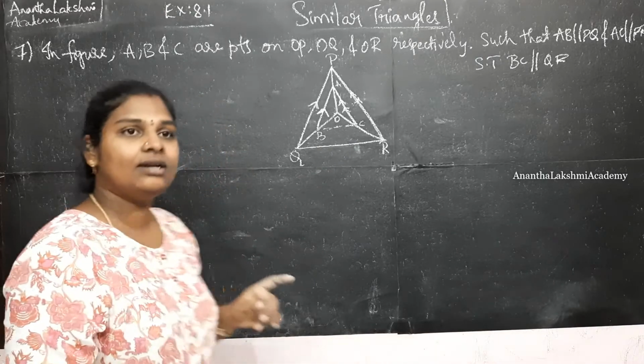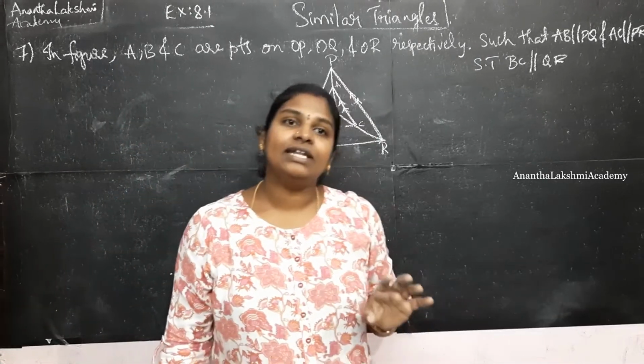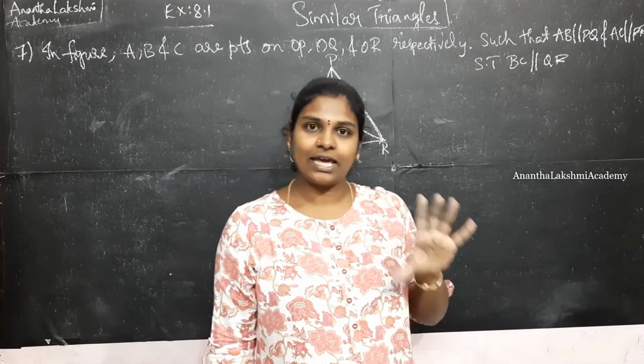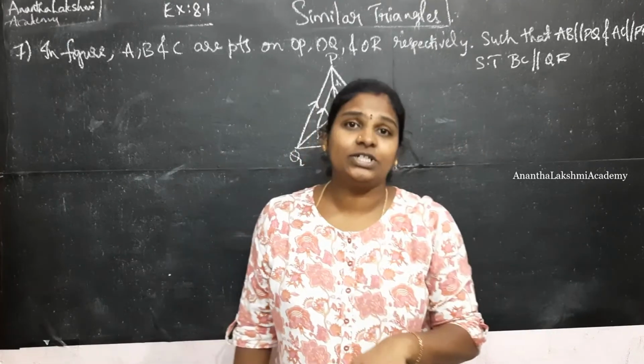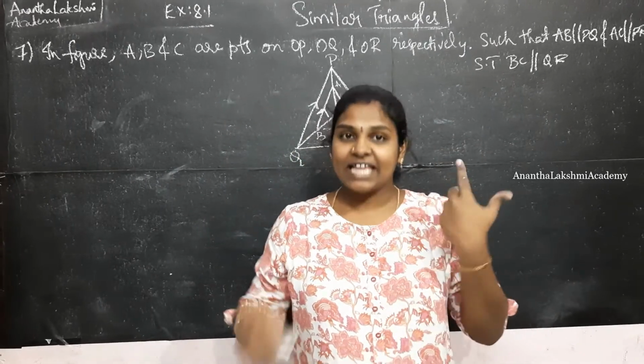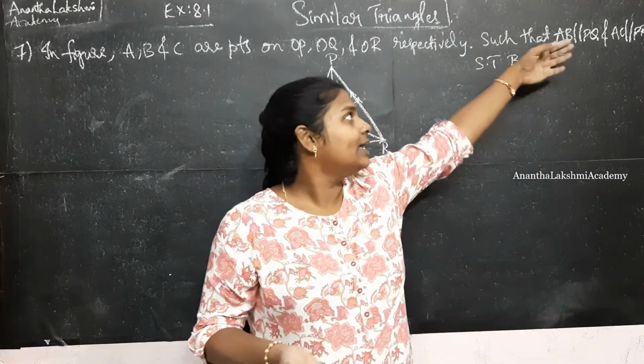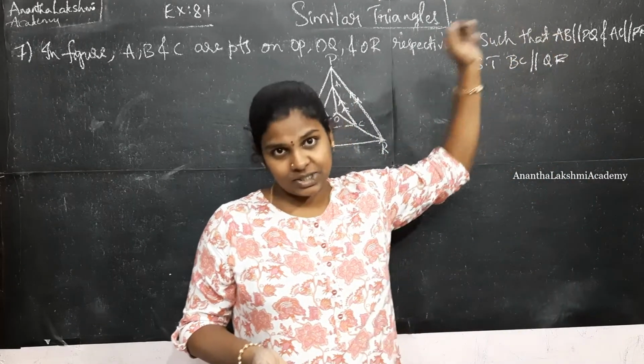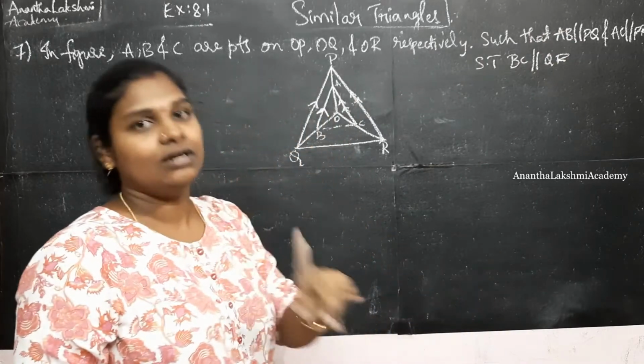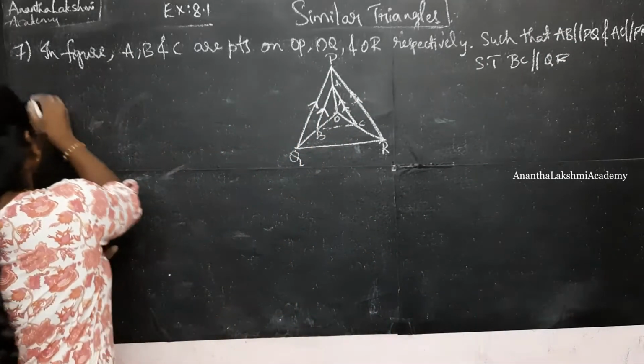then show that BC is parallel to QR. So here, as I told you, when they give that two lines are parallel, we are going to use the basic proportionality theorem. When they have given that the ratios are equal, then we use the converse of basic proportionality theorem. Here they have given the parallelism condition, hence we are going to use the basic proportionality theorem first.